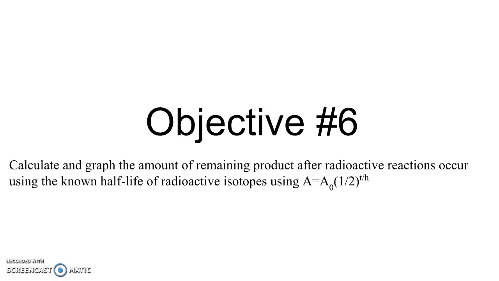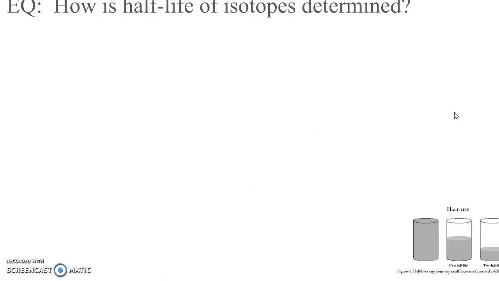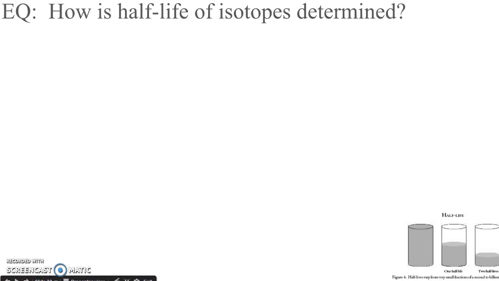So objective number 6, we're going to calculate and graph the amount of remaining product after radioactive reactions occur using the known half-life of radioactive isotopes. We're going to use this lovely equation, which I know looks complicated, but it's really quite easy to use. So our essential question is, how is half-life of isotopes determined?